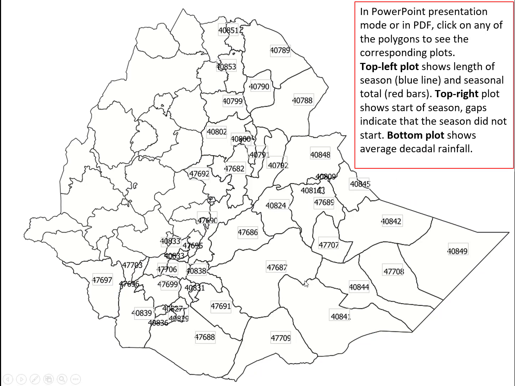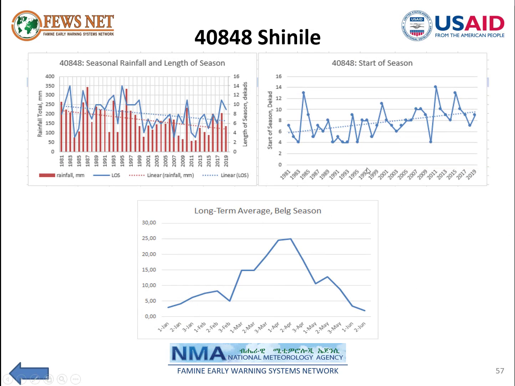If we want to take a look at some of these areas, we could just click right here, and these are the plots that I was showing in the Excel. So we see the season is starting later, and here is showing that the length of the season in blue is going down, and the total rainfall is also going down. And this is the long-term average for that specific polygon from January to June. So this is the seasonal profile.